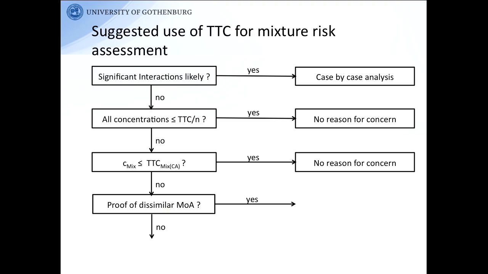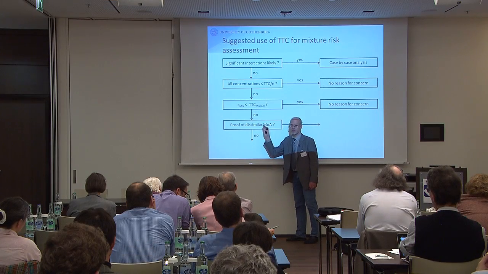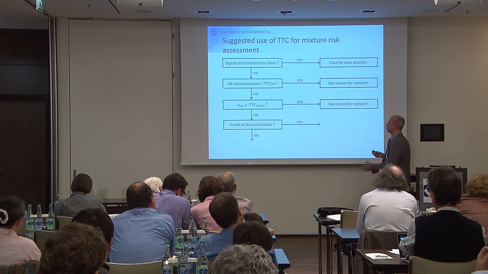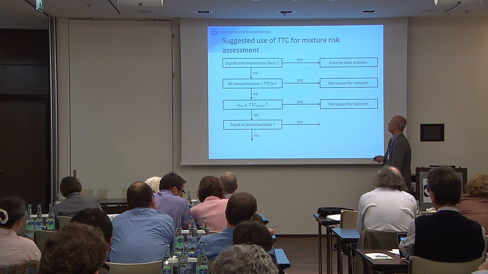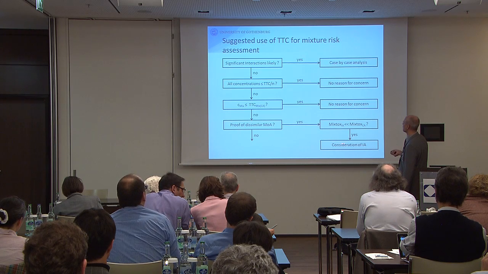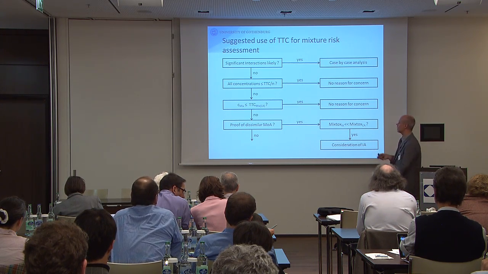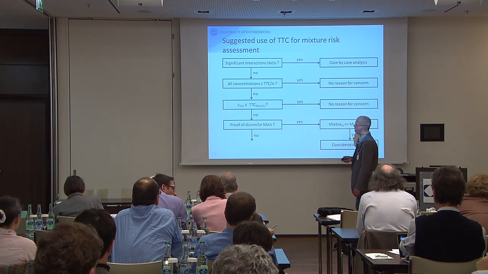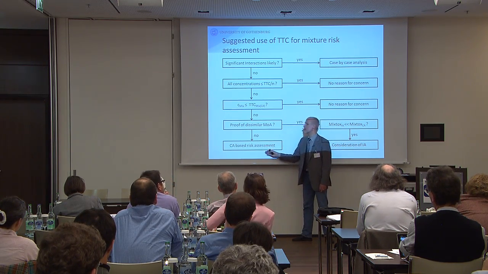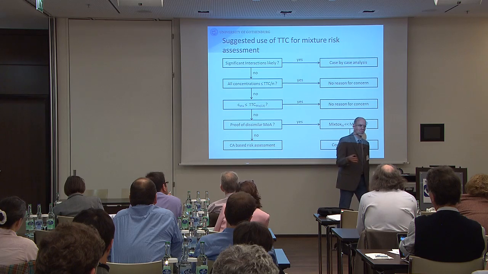But for that, you would need a proof of a dissimilar mode of action, which you usually won't be able to get because you simply don't have the data for doing that. So if you have proof of dissimilar mode of action, then you can do a more detailed mixture toxicity analysis. You can consider independent action here. I'm not going into details there. And if you can't prove that, then you have to do the risk assessment, risk management based on concentration addition.